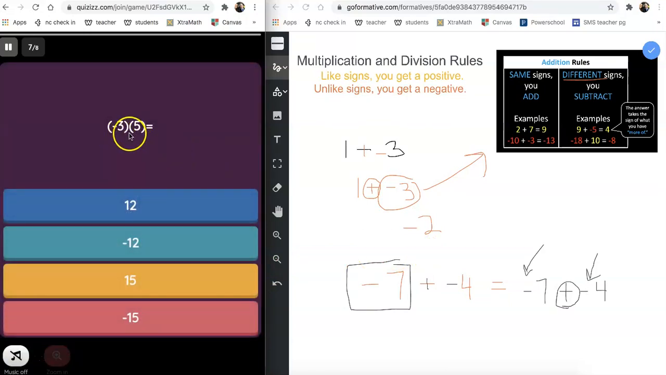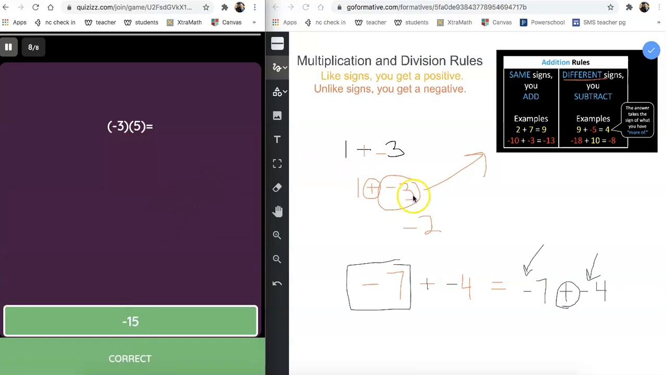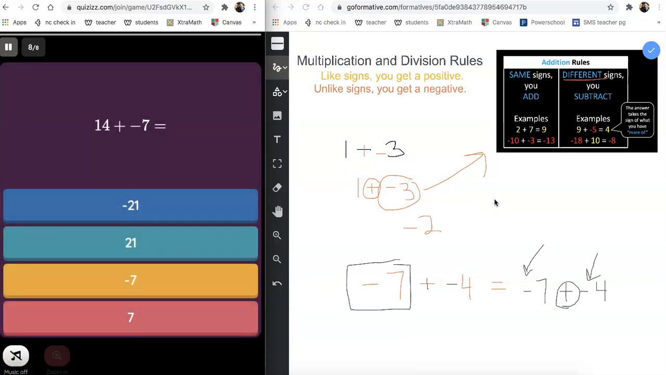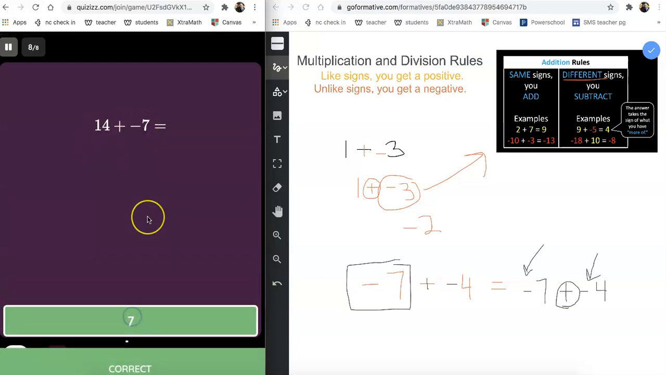-3 times 5. So when you see parentheses and there's no operation in between, that's when the parentheses mean multiplication. -3 times 5, well, unlike signs, you get a negative. This is a negative number, this is a positive number. Unlike signs, you get a negative. So this is -15. And then for our last problem, this is already addition, so no changes need to be made. We can just apply our addition rules. And in this example, the signs are different, so we're going to subtract. 14 minus 7 is 7, and we have more positives than negatives.